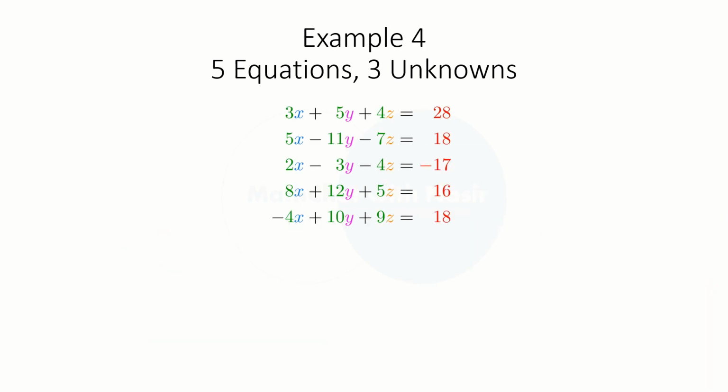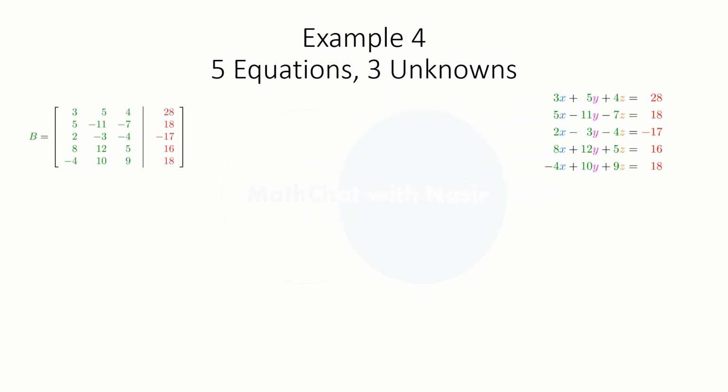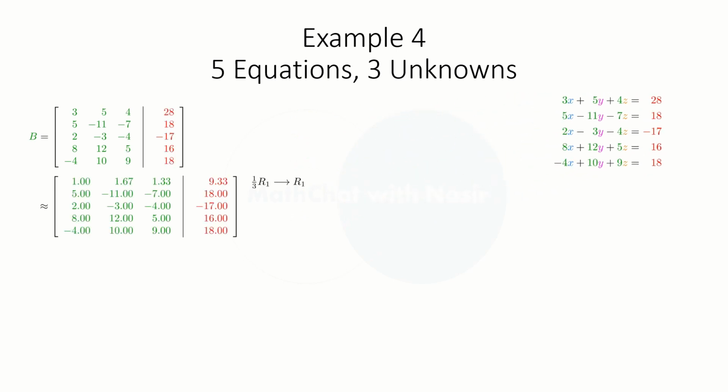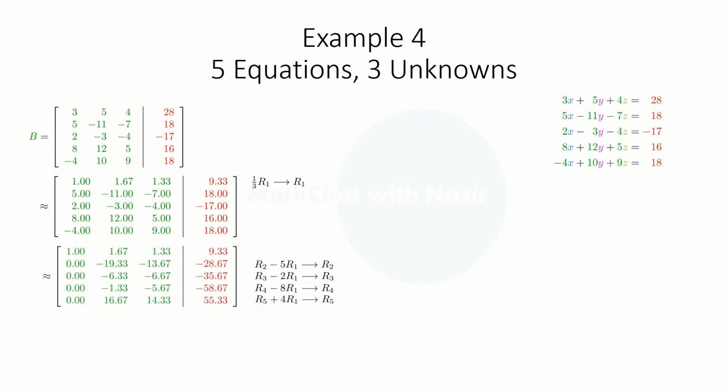Our next example has 5 equations with 3 unknowns. Let us solve these equations. Write the augmented matrix B. Multiply the first row by 1 over 3 to make the first element equal to 1. Now we perform 4 elementary operations in the same step to make the first elements of all the rows equal to 0 except the first element of the first row.